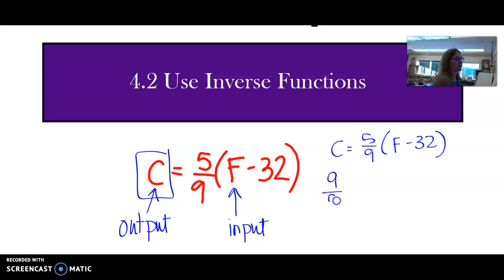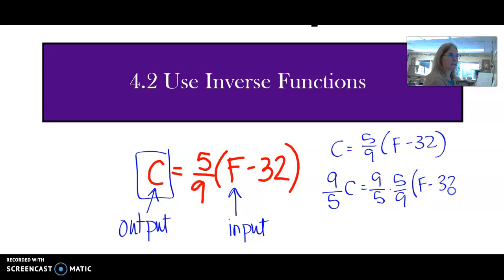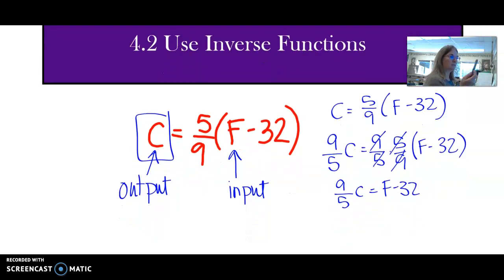So it'd be 9/5. And if I multiply this side by 9/5, notice the 5/9 and 9/5. Anytime you multiply a number by its reciprocal, it cancels out. And so we have 9/5 C equals F minus 32. And then instead of subtracting 32, we would add 32. So we have 9/5 times C plus 32 is equal to the Fahrenheit temperature.